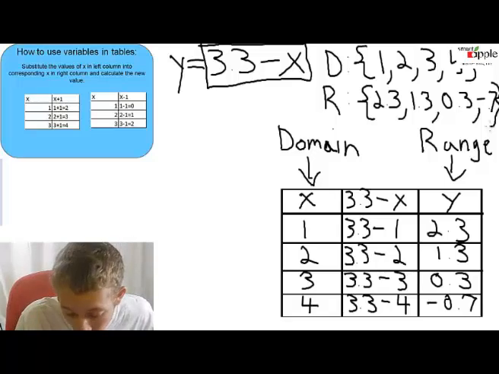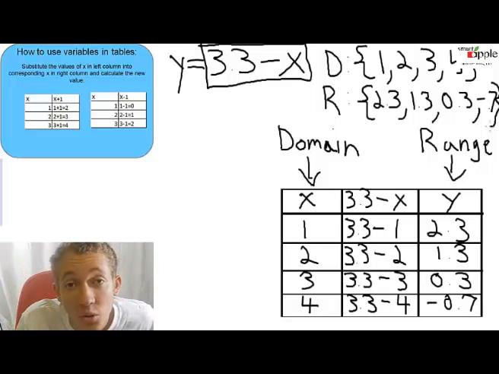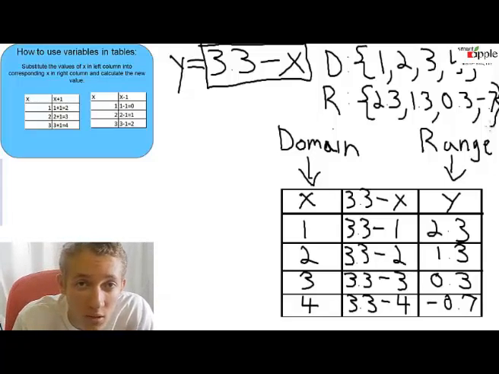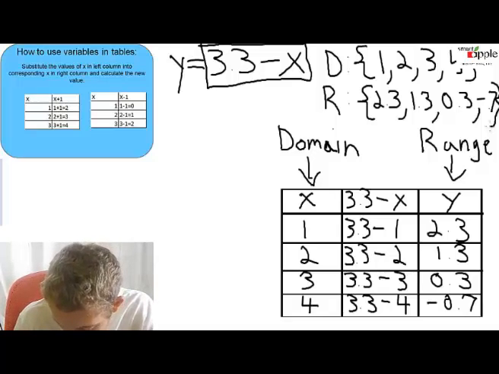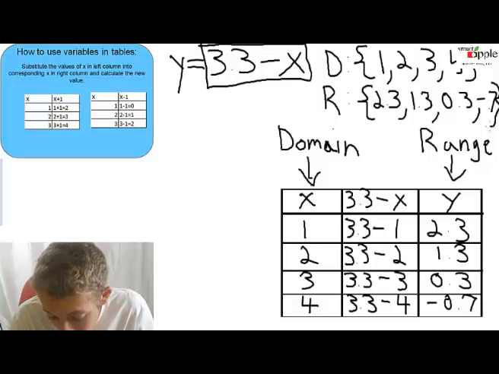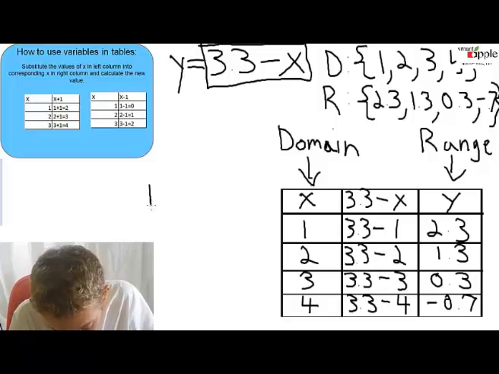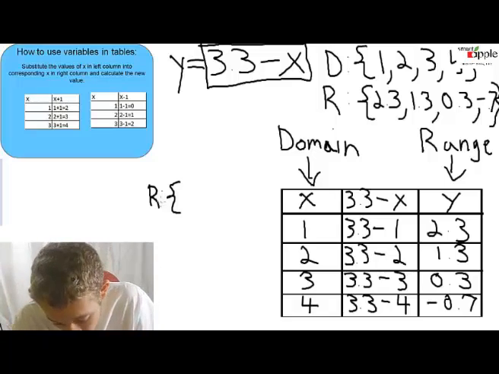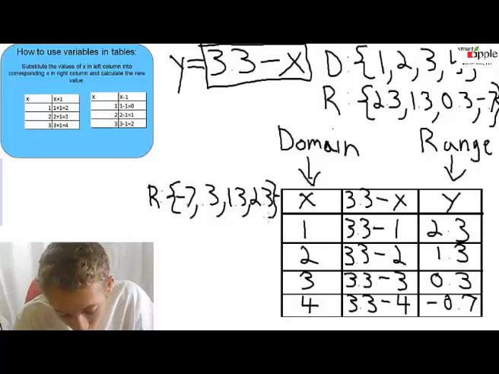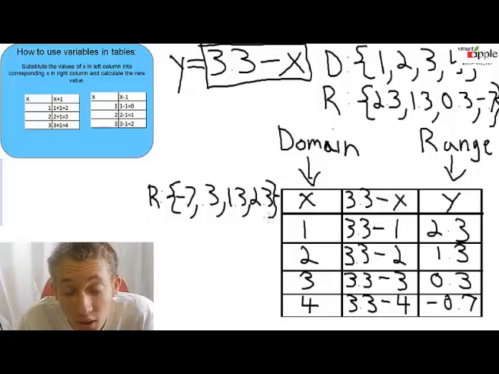The only problem with that is, in domain and range, you always want to go from least to greatest. For the domain, 1, 2, 3, 4, 1 is the least and 4 is the greatest. But for the range, 2.3 isn't the least, and negative 0.7 isn't the greatest. So we're going to have to switch that around. If we rewrite our range over here, from least to greatest, we have negative 0.7, that's the least. Then we have 0.3, then 1.3, then 2.3. And that would be the correct way to do the range. Make sure you always have it from least to greatest.